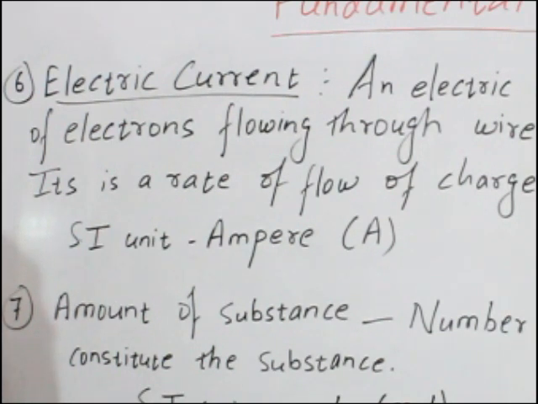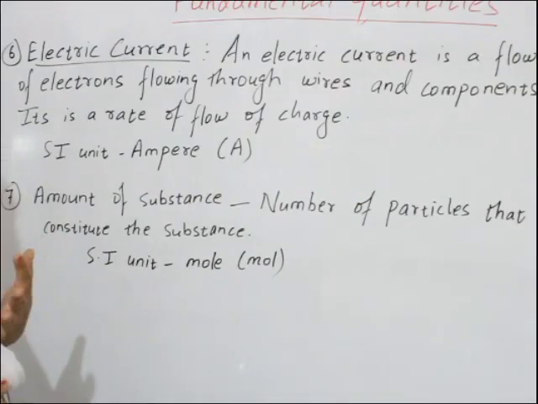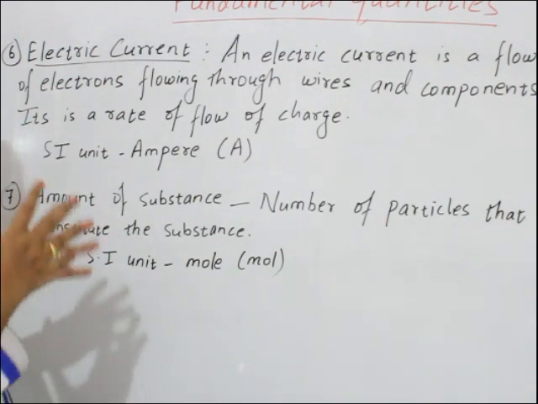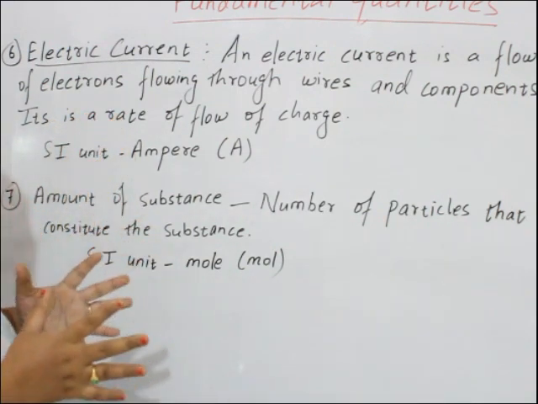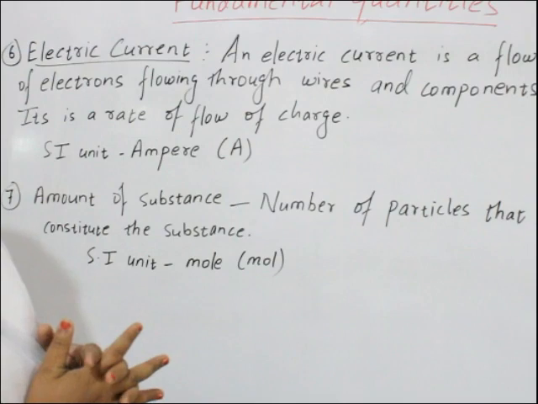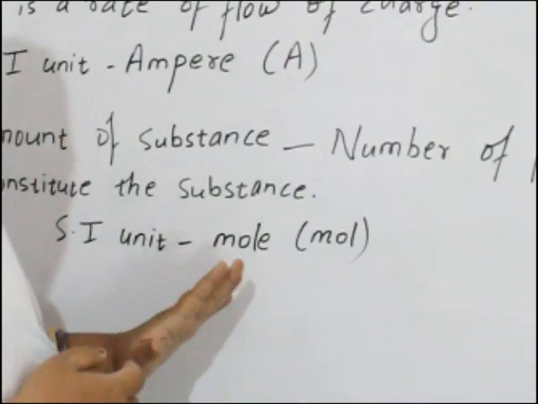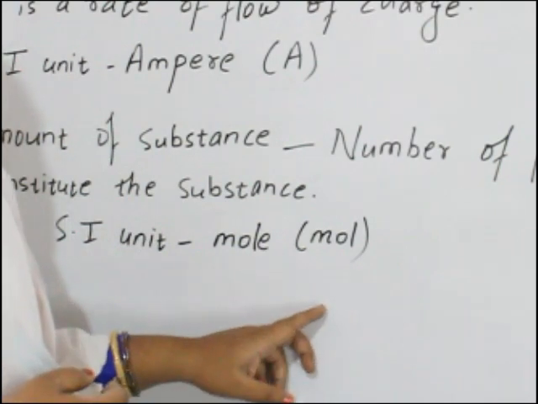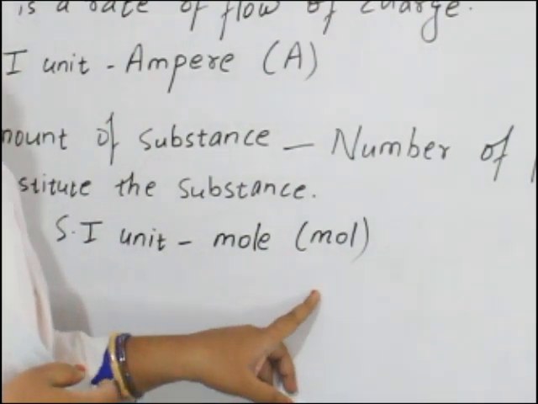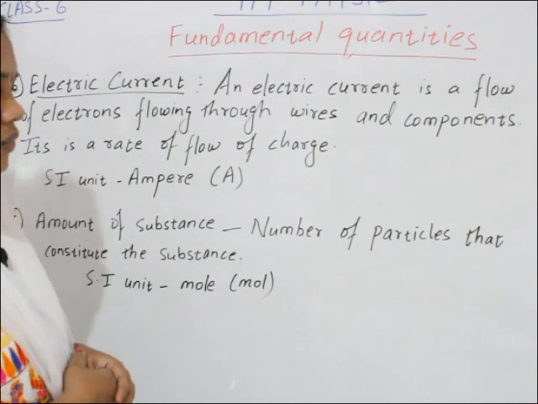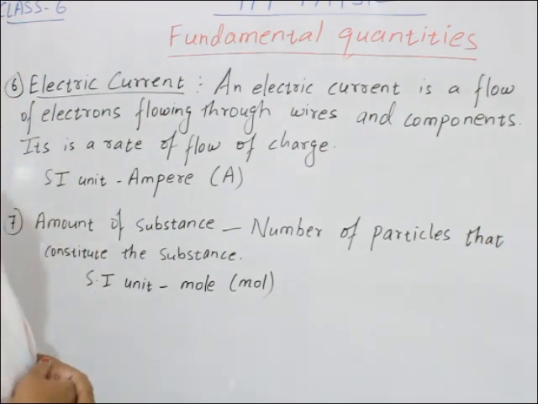Next is amount of substance. A substance is made up of how many particles? Atoms or molecules. The number of particles that constitute the substance is called amount of substance. Its SI unit is mole, M-O-L-E. Symbol is small mol. Clear? Please note down.